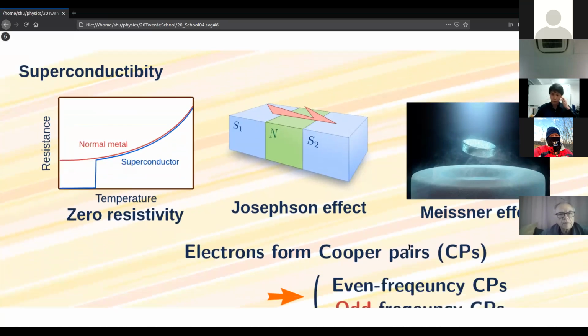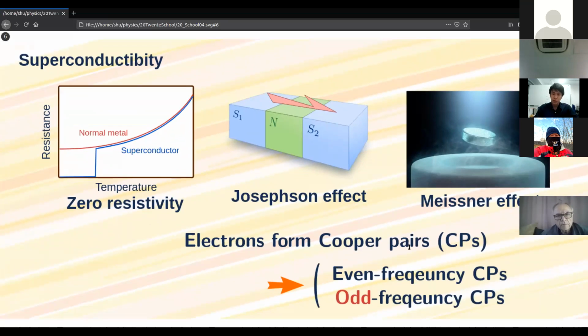These Cooper pairs can be classified, roughly speaking, into 2 symmetry classes. One is even frequency pairs and the other is odd frequency pairs. Most of the studies so far have focused on the even frequency Cooper pairs. But in this talk, I will explain that odd frequency pairs can also produce interesting phenomena.